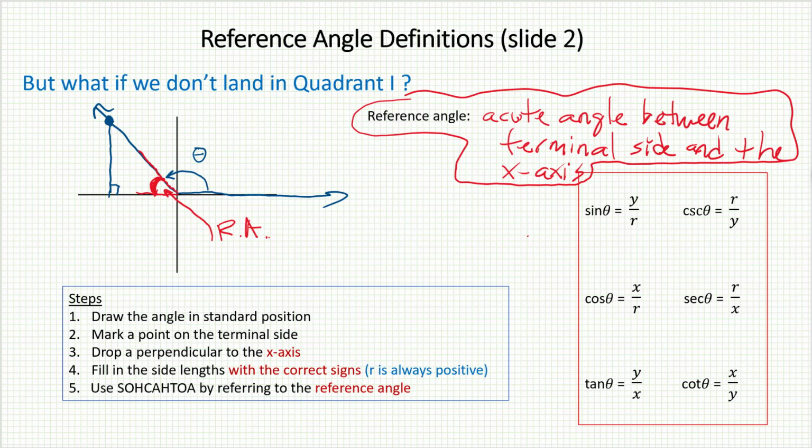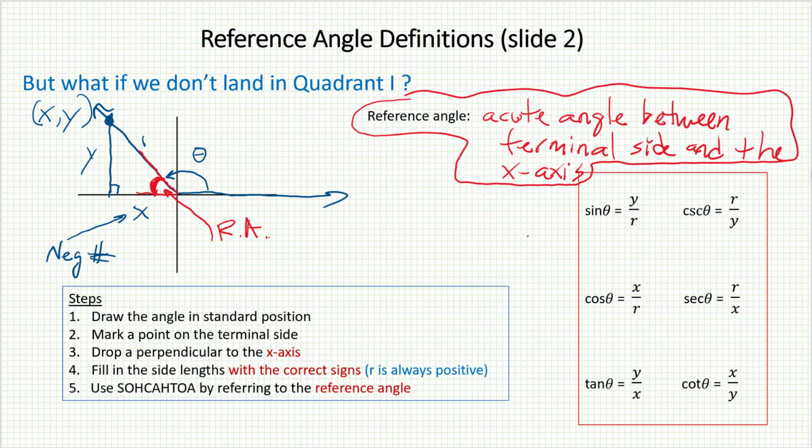Let's continue with our steps. I've dropped the perpendicular. I've identified a point here. I'll call it once again x, y. Now I'm to label my sides. Well, when you're outside the first quadrant, you just have to be careful. Yes, it is still true that this is length x and this is length y, but since I'm in the second quadrant, that x coordinate there, that's going to be a negative number, and that will impact my answers when we start working out the examples. The y is still an upward direction, so the y would still be a positive number.